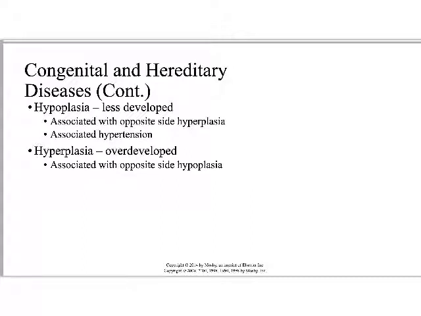Versus hyperplasia, which is overdeveloped. And this is going to be often associated with an opposite side hypoplasia. So there's basically two different ways we can look at the situation. But we should be familiar with both of those terms. One thing that the textbook points out in terms of renal agenesis, going back to that prior slide, is this can also be called aplasia. And that's on page 229.